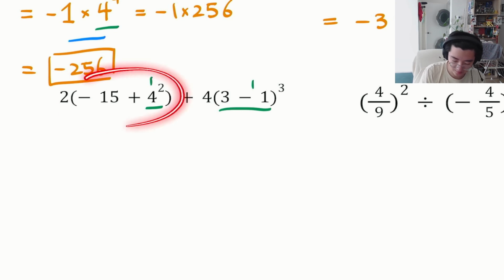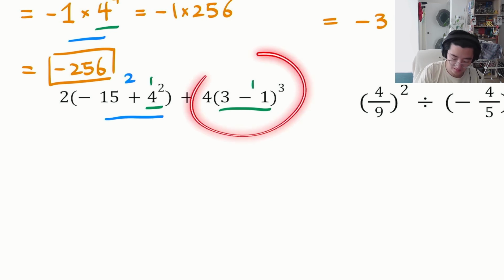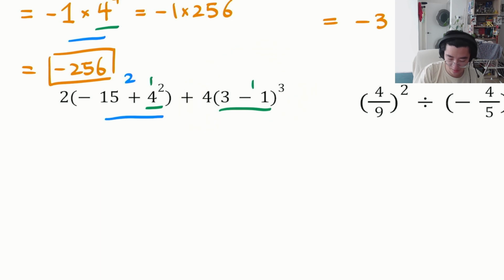Next, of course, we complete the bracket on the left side. We will add negative 15 to whatever 4 squared is. And then on this side, after we get this number in the middle, then we can do our exponent. And then the last step on both cases, we got 2 multiplied by whatever's in this bracket, and then 4 multiplied by whatever's in this bracket. So we will do that step last, before adding both of them up.